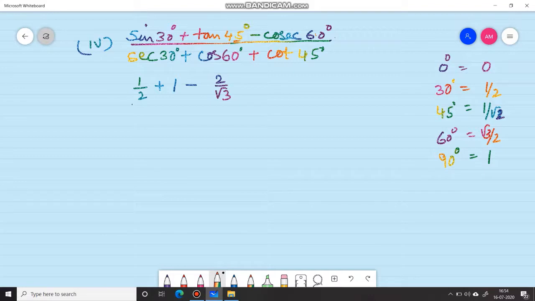Now this divided by, now sec 30. What is sec 30? Sec 30 is 1 by cos 30. Now cos 30 is equal to sin 60. So your sin 60 is root 3 by 2. So your sec 30 will be 2 by root 3. Plus, now cos 60, sin 30 is cos 60, so you are getting 1 by 2, plus cot 45 is nothing but 1, isn't it? It is equal to 1.